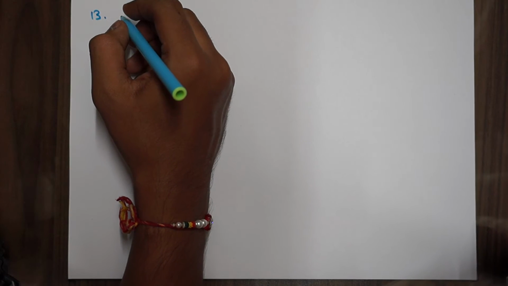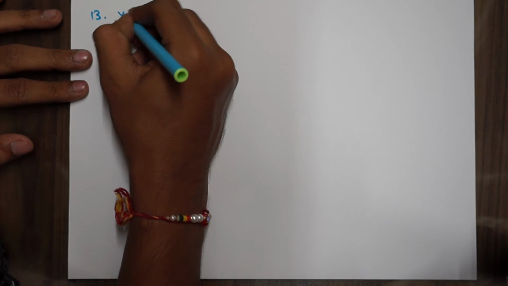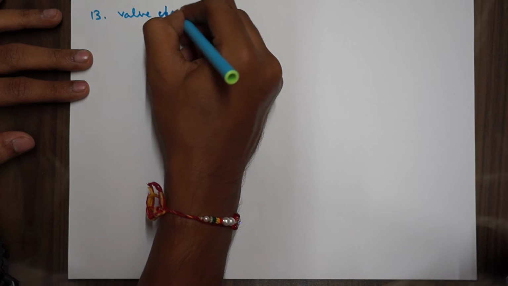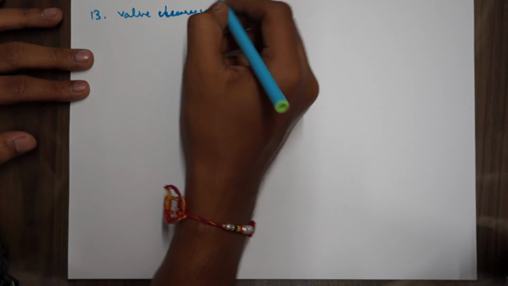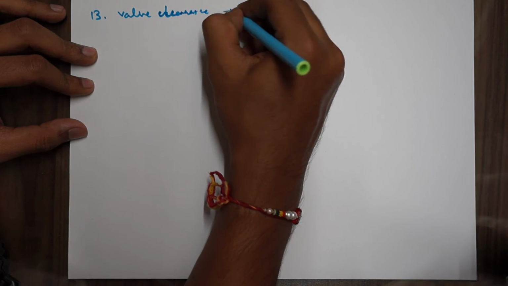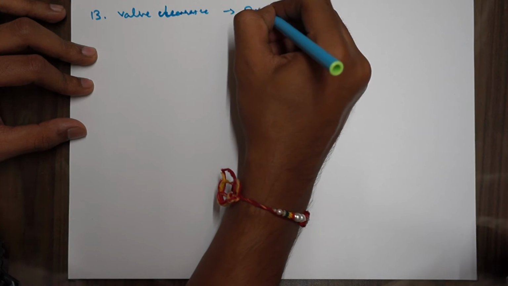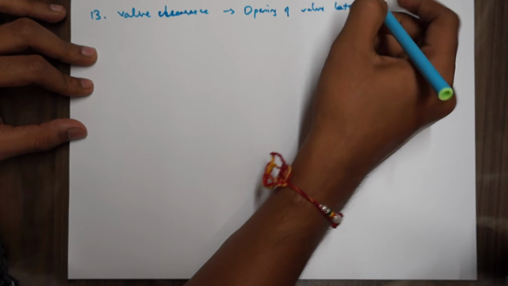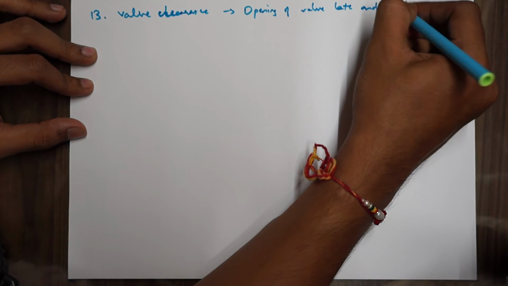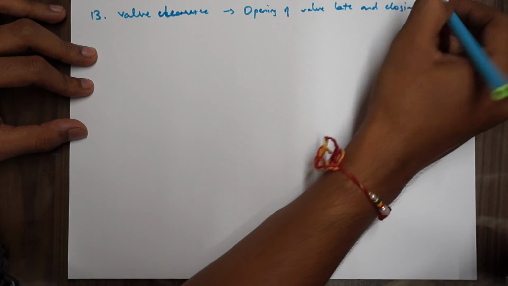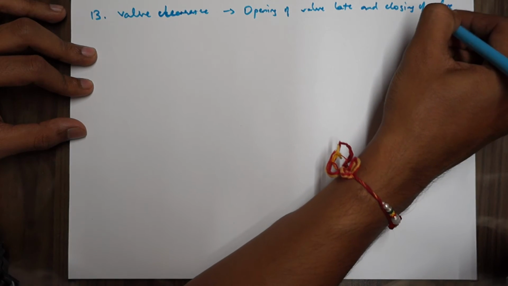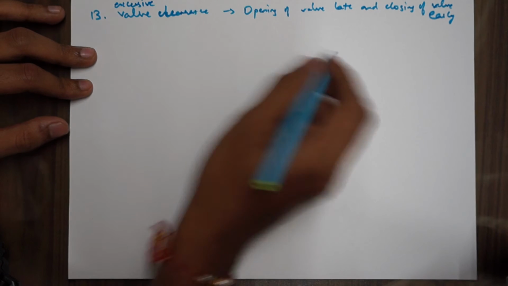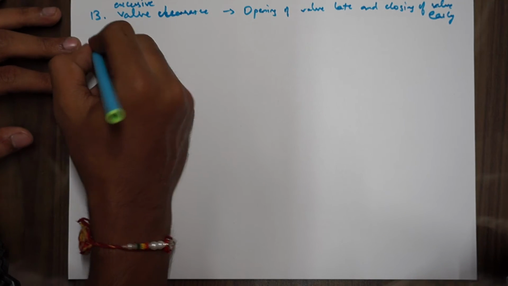So also, now if you have too much valve clearance, excessive valve clearance will lead to opening of the valve late and closing of the valve early. So if you have excessive valve clearance, this is what is going to happen.